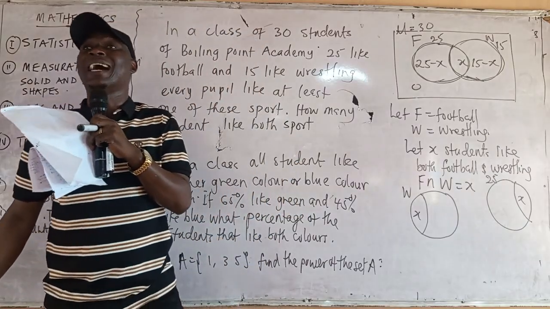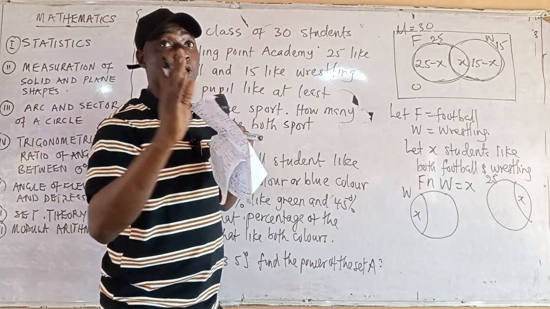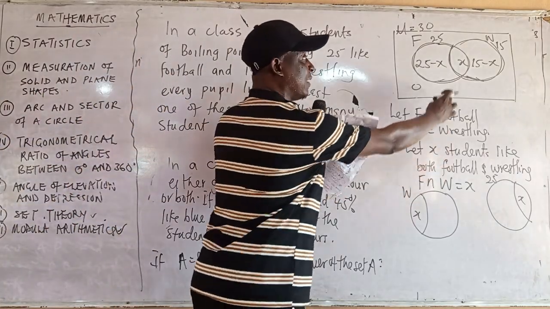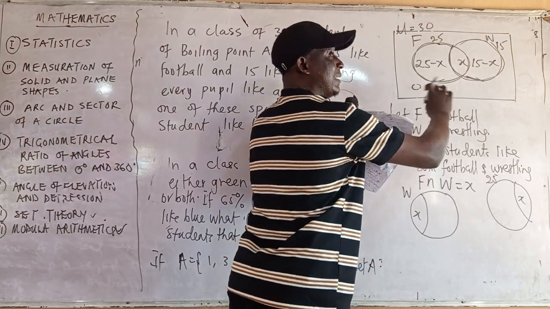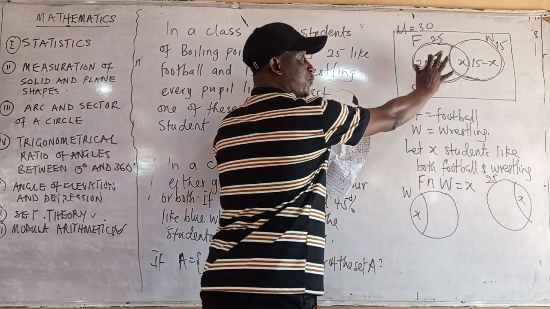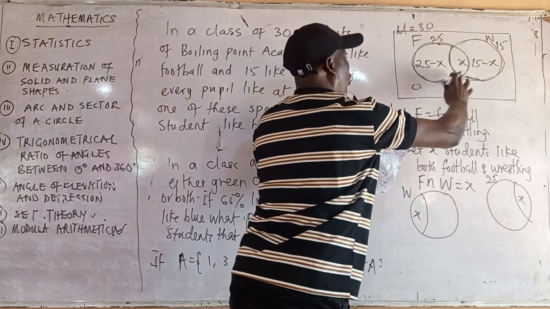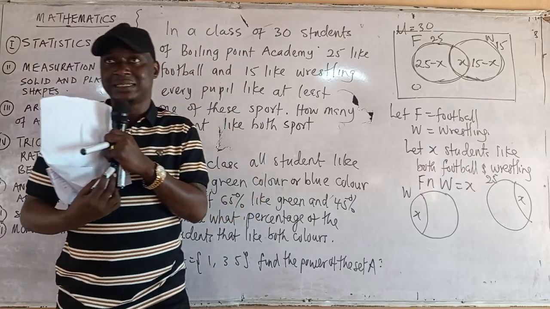How many people did not participate in sport? 0. So people that do not participate in sport is 0. Since those that do not participate in sport are 0, that means those are outside. So when you want to solve this problem, you equate everything inside this rectangle to 30.